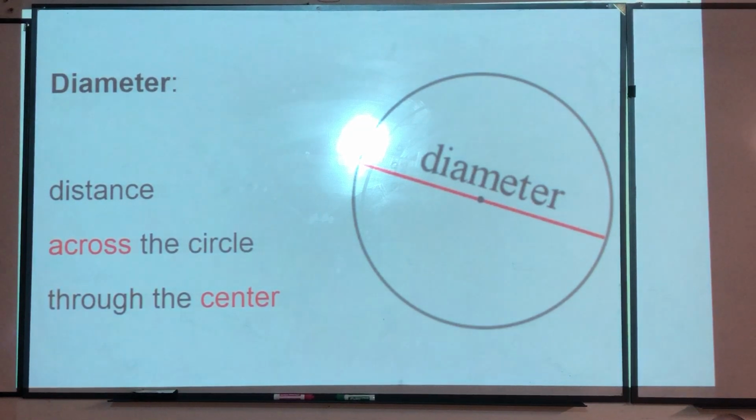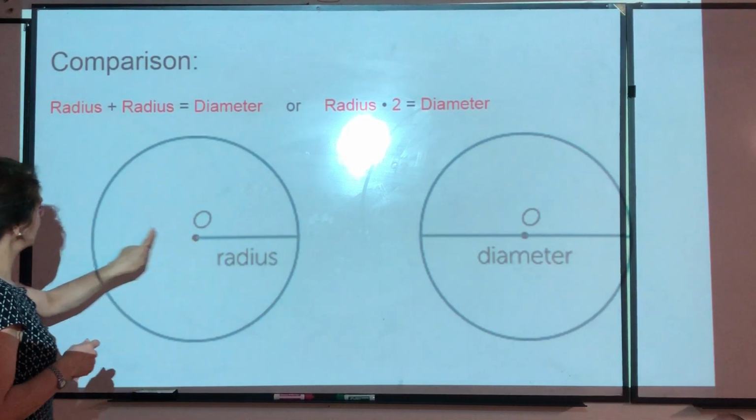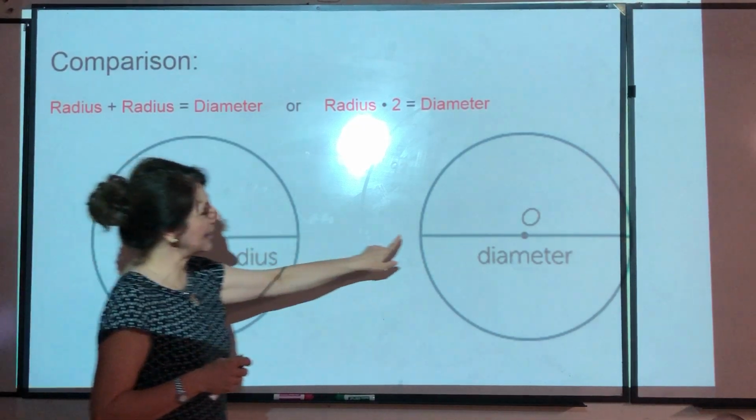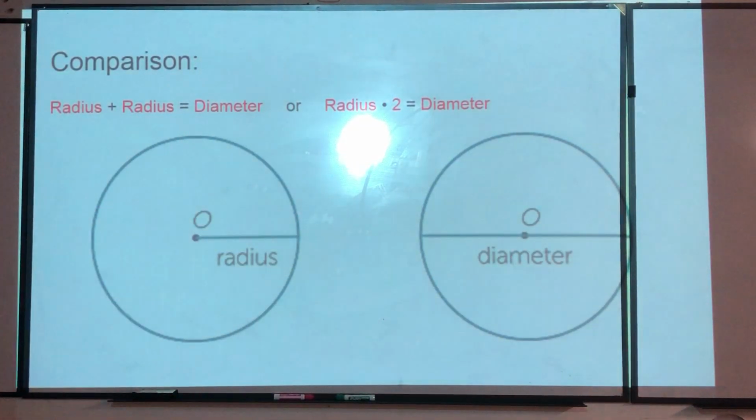Then we have the diameter. The diameter is the distance across the circle, but not anywhere. It has to go through the center of the circle. So, what conclusions can we make? The radius plus the radius equals the diameter. So, radius plus radius is the same as diameter. It goes from one side of the circle to the other side of the circle.